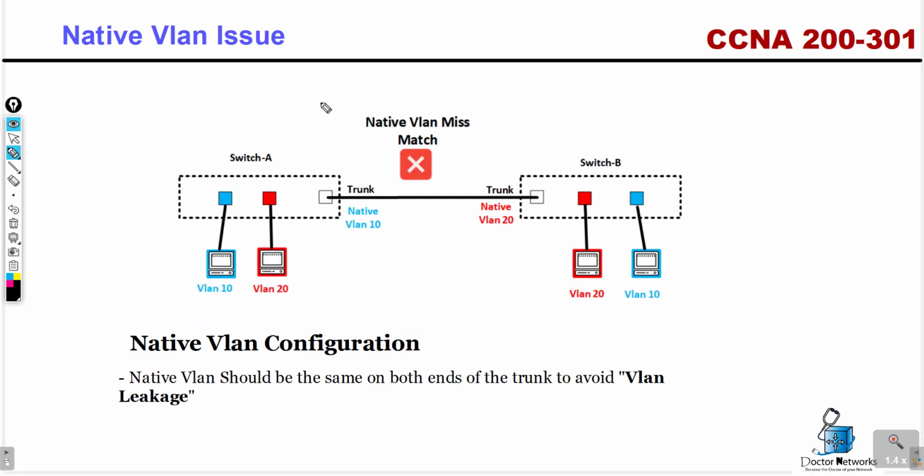Okay, if you've been in the network industry for even a little amount of time, you have seen this mismatch issue between trunk links. Before I get into the issue, the thing is that whenever you're configuring a trunk between two switches, you have to make the native VLAN the same on both sides. Now, why is this a consideration in the first place? Why do we need the same native VLAN on both sides of the trunk link? This is because we want to avoid VLAN leakage.